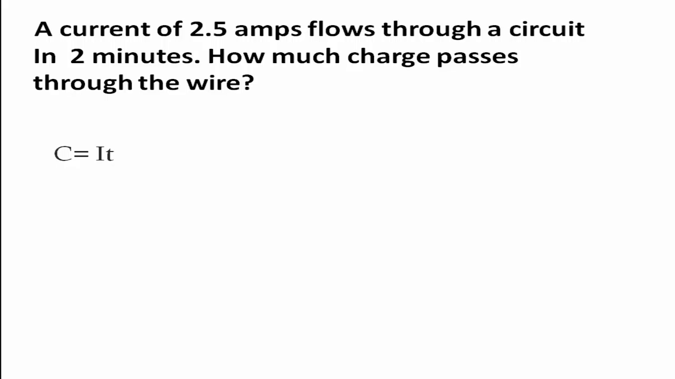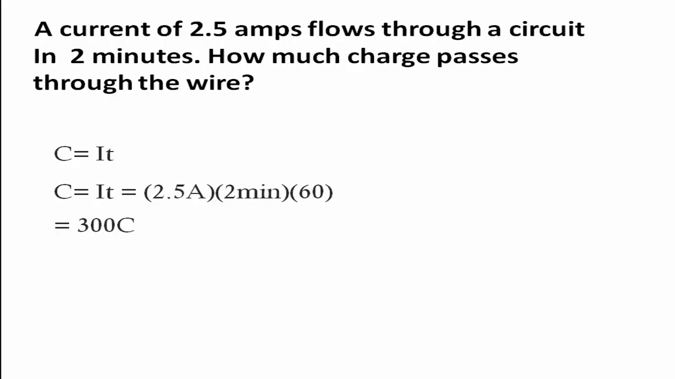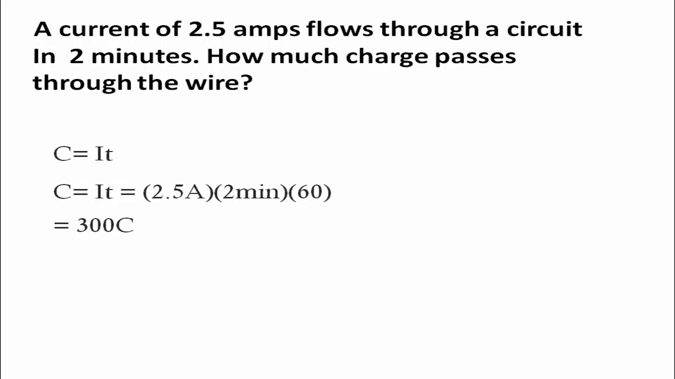Now, if we plug in the numbers, we get 2.5 amps into 2 minutes into 60. We put 60 there because we're converting 2 minutes into seconds. So 2 minutes become 120 seconds. And so this gives us 300 coulombs. So this means that 300 coulombs passing a point in 2 minutes gives us 2.5 amps.